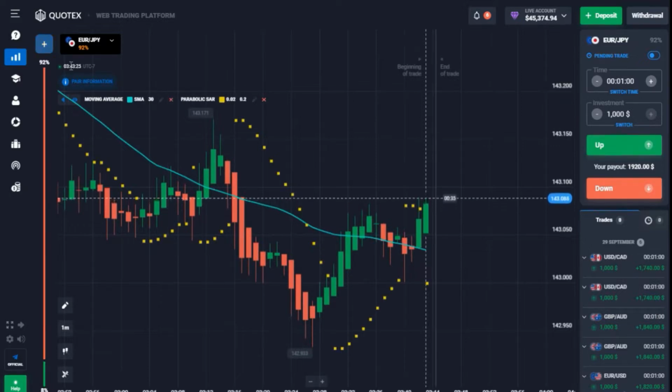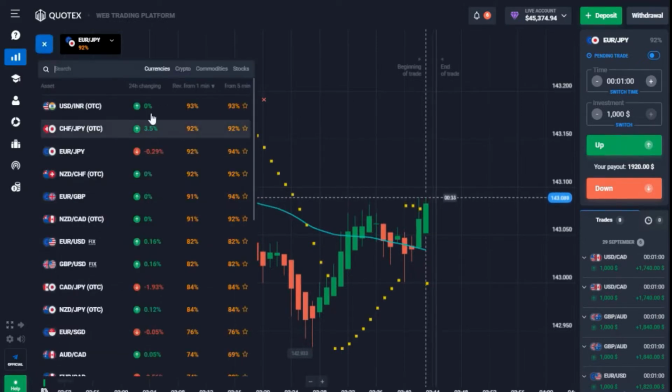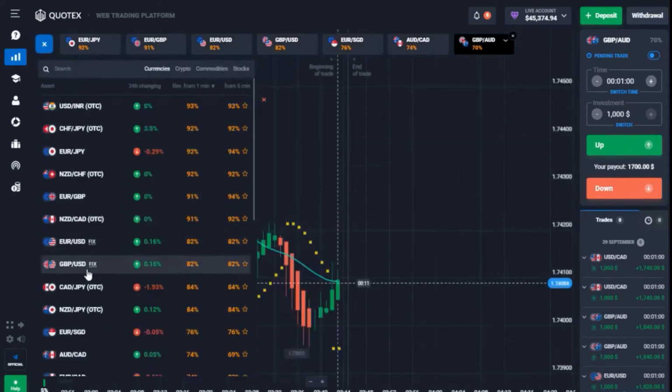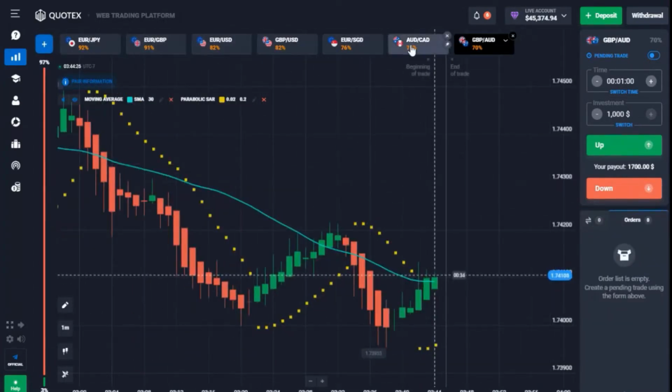So right now I'm going to put up my currency pair real quick. I'm not doing OTC, so I'm going to put this up real quick, guys. So guys, I've put up my currency pair right there.